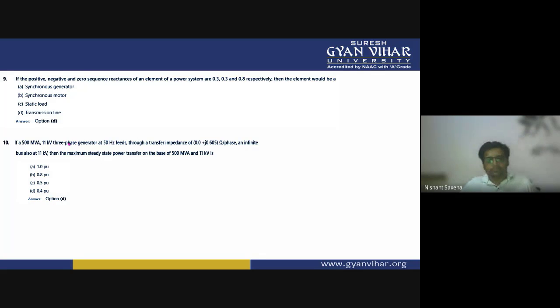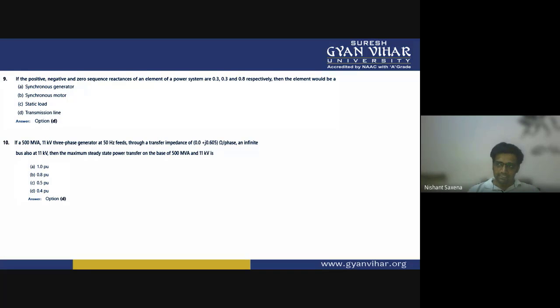Is this clear? Now the 10th question says that a 500 MVA, 11 kV three-phase generator at 50 Hz feeds through a transfer impedance of 0.00 plus j0.605 ohm per phase. The per phase impedance value is given for a three-phase generator. Then an infinite bus, also at 11 kV. What would be the maximum steady state power transfer?